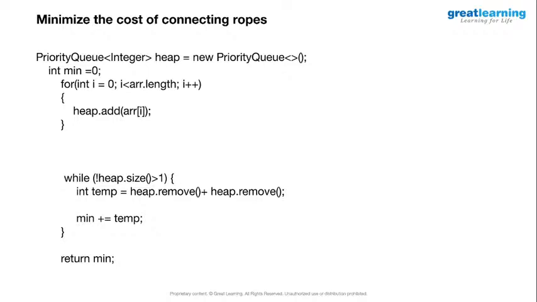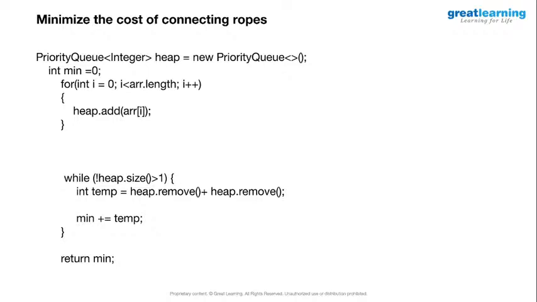Can you hear me, guys? This approach is very easy to understand. Obviously, there is one thing missing: I haven't added this temp back into the heap, because again I have to remove the two elements, including that previous one. So in the while loop, you again have to add that element.